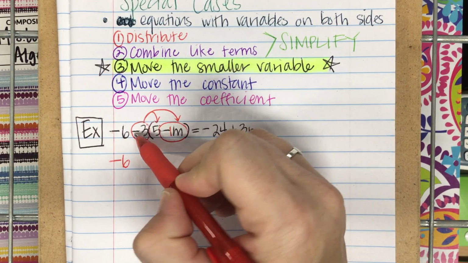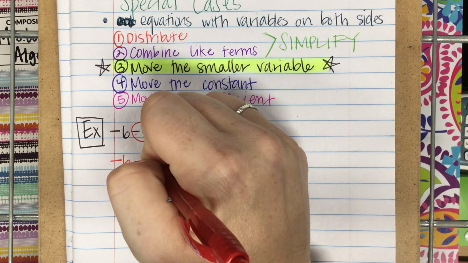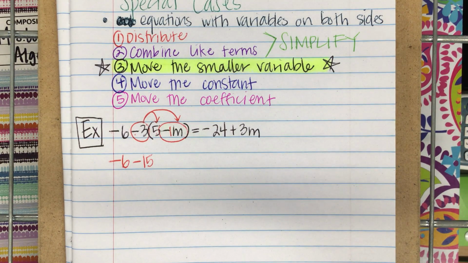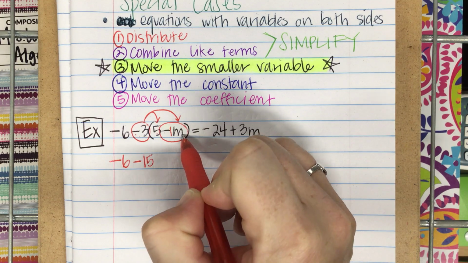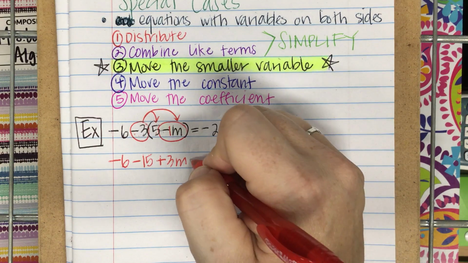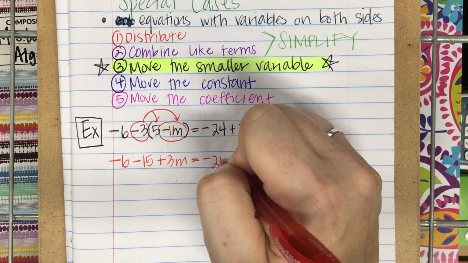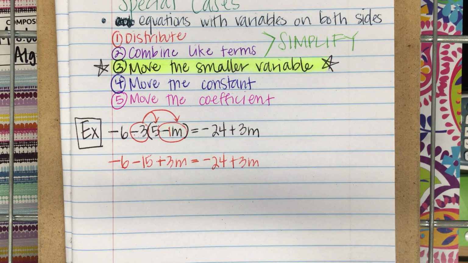-6. And then -3 times 5 makes -15, right? And then -3 times -1m makes +3m equals -24 plus 3m. Do you agree? So I distributed. Check.